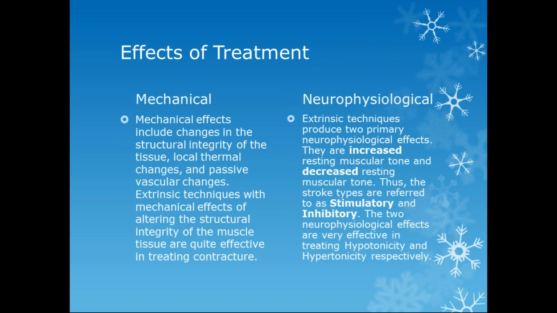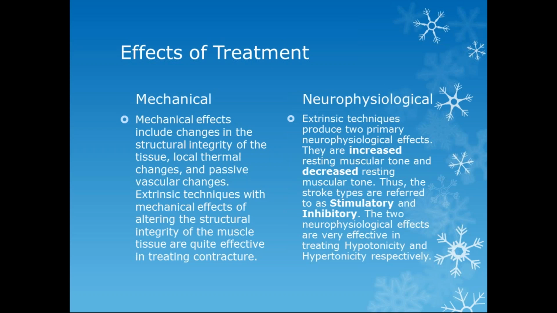So don't forget, we have two types of effects with all of these things that you're learning, mechanical and neurophysiological. The mechanical effects include changes in the structural integrity of the tissue, local thermal changes, passive vascular changes. Extrinsic techniques with mechanical effects of altering the structural integrity of the muscle tissue are quite effective in treating contracture.